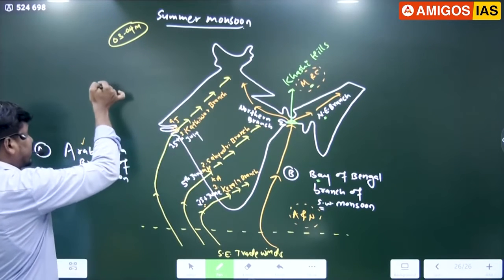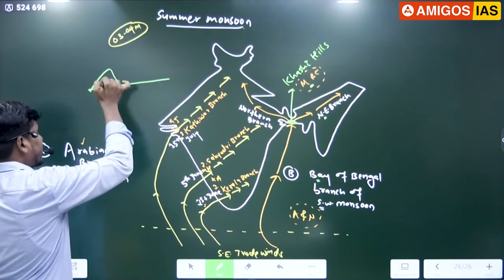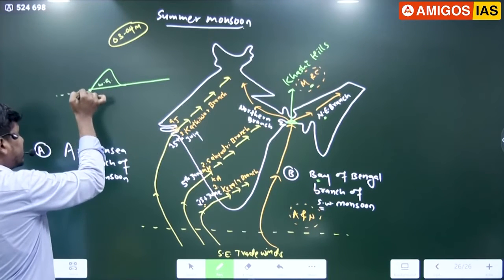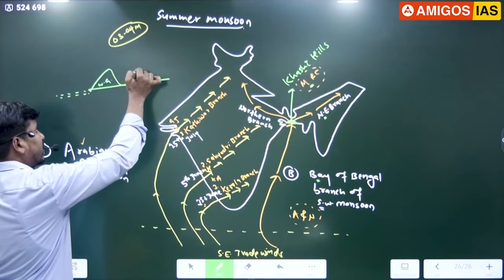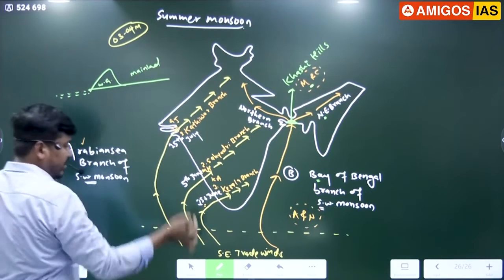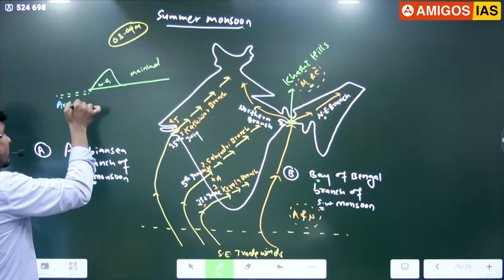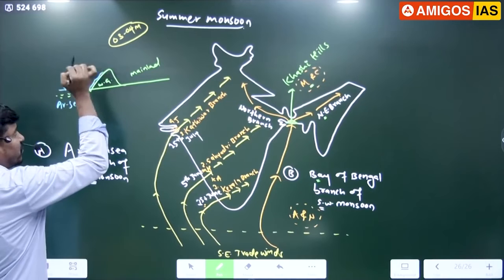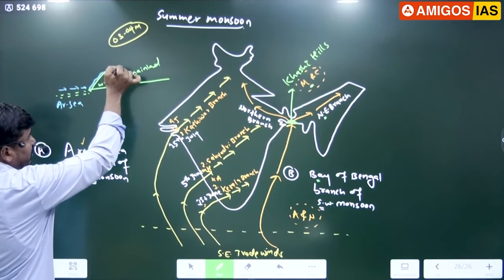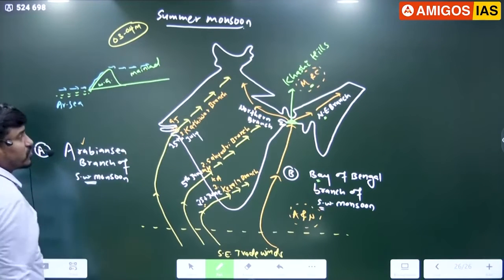One more important point, just listen. Suppose this is the Western Ghats. Listen carefully. This is the Arabian Sea, and this is the Indian mainland. The winds carry moisture from the Arabian Sea and give more rainfall on the windward side. When the winds travel towards India's mainland, the moisture decreases. As the moisture decreases, rainfall also decreases.